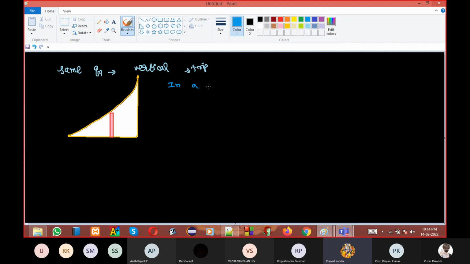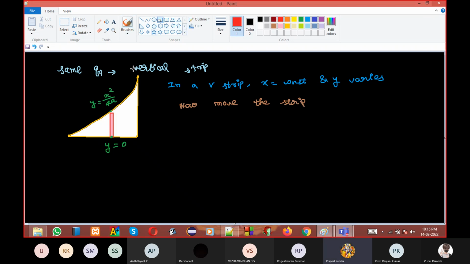So in a vertical strip, what is constant? X is constant, and y varies. Here y was 0. Here y is x squared by 4a, correct? Here y is 0. Top y is x squared by 4a. Now move the strip. How to move the strip? Take the initial strip here. Take the final strip here. That's it. For the initial strip, x is 0. For the final strip, x is 2a.